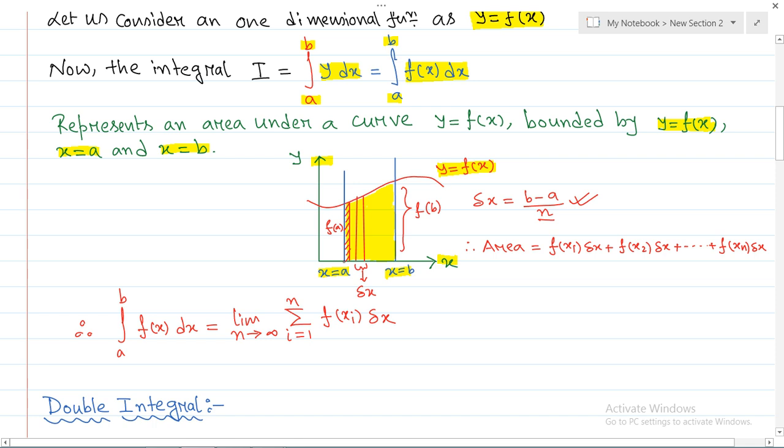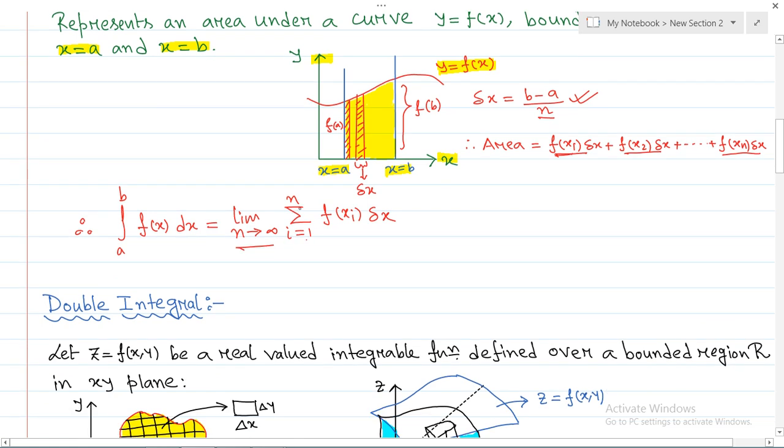So for this case, if we have n points x1, x2, up to xn, from each point we can find the small rectangles, and each rectangle's area we can calculate as f(x1) into delta x, f(x2) into delta x, f(xn) into delta x. Now whenever we add all these rectangles together, we get the value of the integration, that is the area under the curve lying between y equals f(x), x equals a and x equals b. So the limiting form can be written as limit n tends to infinity, summation i equals 1 to n, f(xi) into delta x.